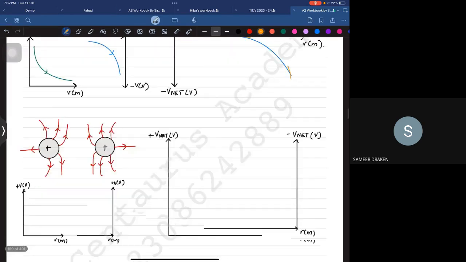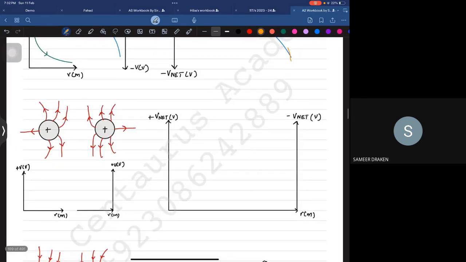Now, in the next one, if you look at this one, both are positive. As you go away from the first positive, it becomes less and less positive, so it goes down. And as you go near another positive, the potential again increases like that.